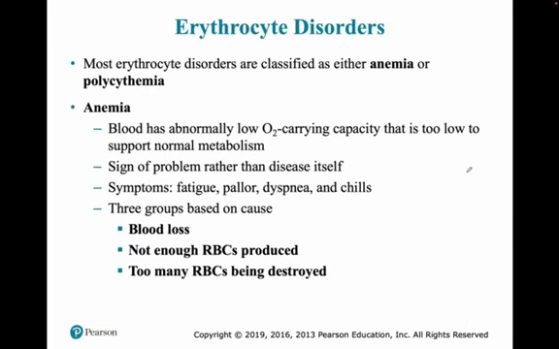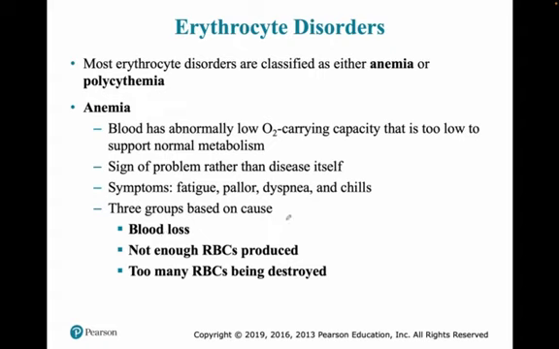Now there are some major erythrocyte disorders that can happen. For example, I'm sure you've heard about anemia or polycythemia. Now, what is anemia? It means the blood is not carrying enough oxygen. And this itself is a symptom. It's not really a disease. You may have some other disease, and as a result of that, this symptom might appear.